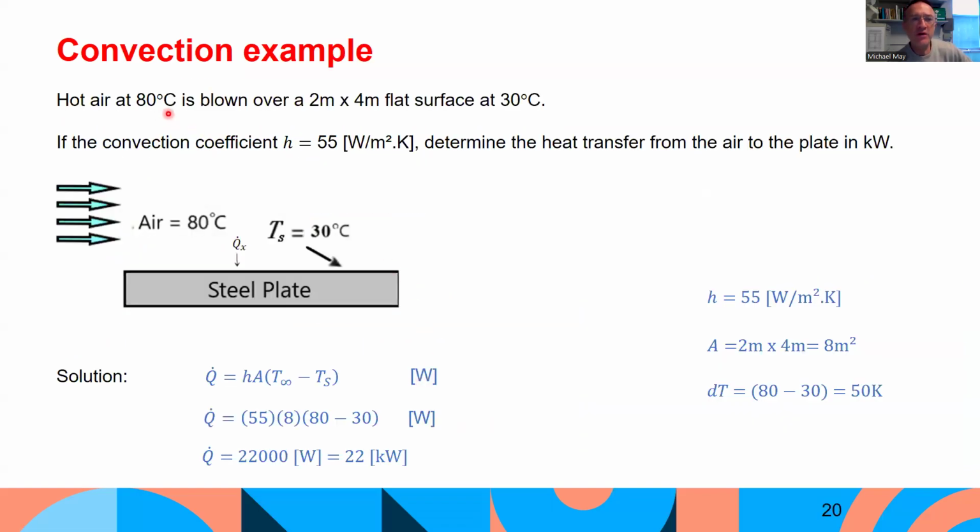Hot air at 80 degrees is blown over a 2 meter by 4 meter flat surface at 30 degrees. If the convection coefficient h equals 55 watts per meter squared Kelvin, determine the heat transfer from the air to the plate in kilowatts. In this situation, the air is warmer, so the heat transfer is going towards the plate, and we take that into account in our equation. We've got our heat transfer coefficient, which is 55 watts per meter squared Kelvin. We have the area, which is 8 meters squared, and we have the temperature difference, in this case 80 minus 30, and we end up with 22 kilowatts.